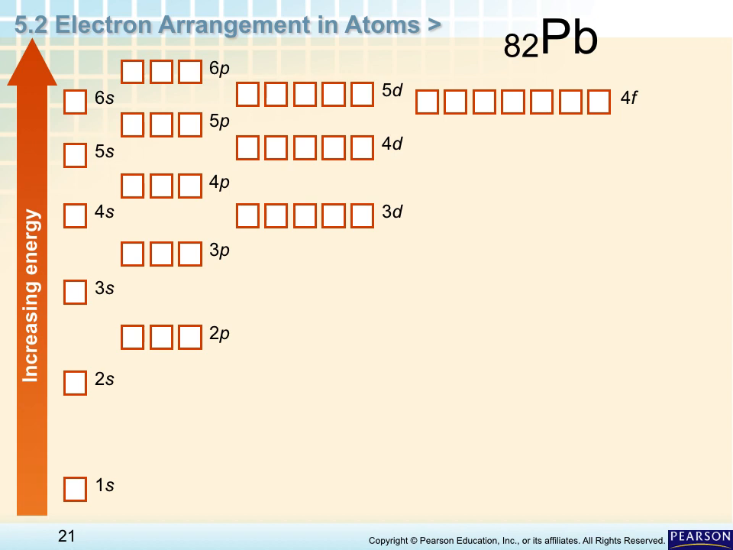So what that means is I'm going to have 82 half arrows in this diagram. Now, since we want to work smarter, not harder, the first thing I'm going to do is write out the electron configuration.